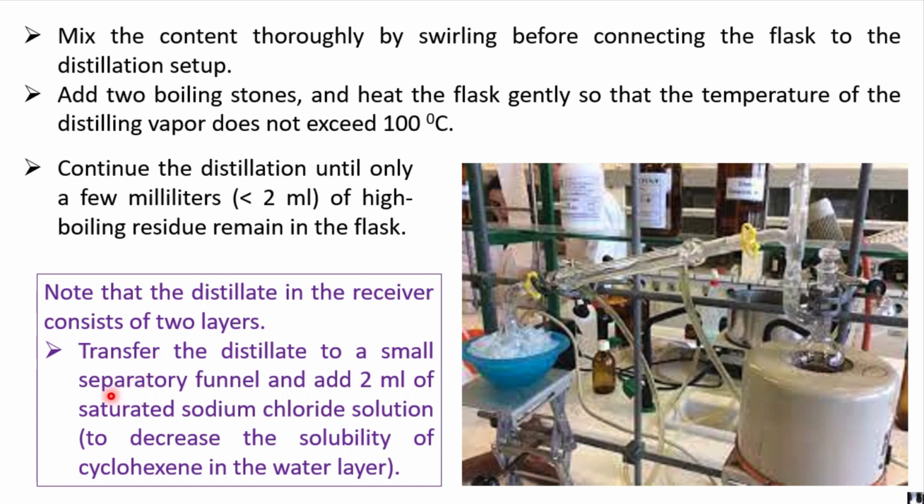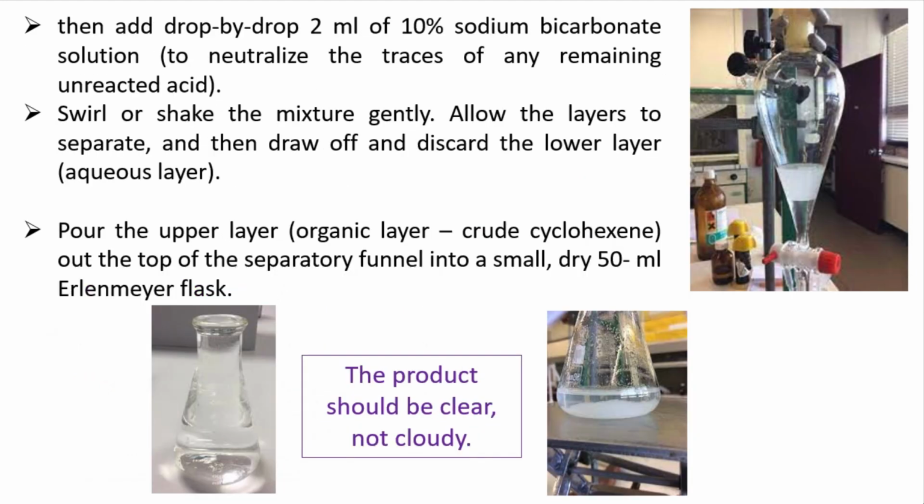So you transfer this into a separatory funnel and add 2 ml of saturated sodium chloride solution. This is purposely to decrease the solubility of the cyclohexene in the water layer, so that more of your cyclohexene, which is the product, will move into the organic layer so that you can easily drain it off. So you add sodium bicarbonate solution dropwise. This is purposely to neutralize traces of any remaining unreacted acid. Then you swirl and shake the mixture gently, allow the layers to separate, and then you drain off and discard the lower layer. The lower layer is your aqueous layer, and the organic layer is the upper layer.